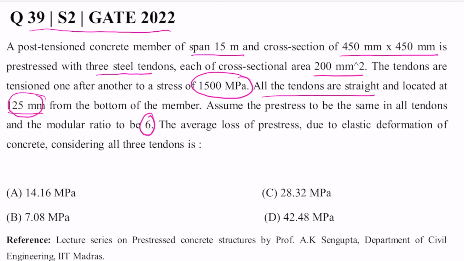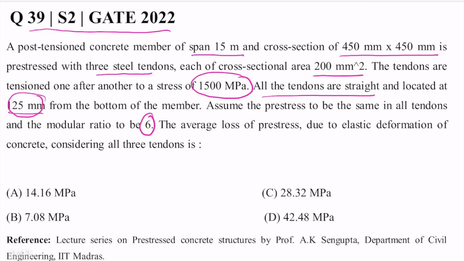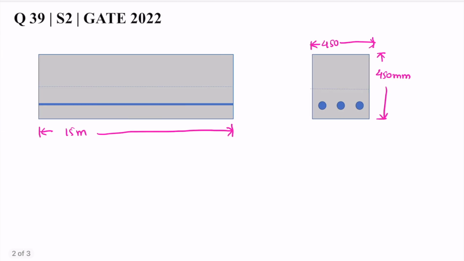So in this question, it is given to us that the span of the beam is 15 meter. Also, the cross-sectional dimensions are given to us, that is 450 mm is the width and the depth is also 450 mm. Also, it is given that there are 3 tendons which are straight and are located at 125 mm from the bottom of the member. So, this distance is given to us, which is 125 mm.